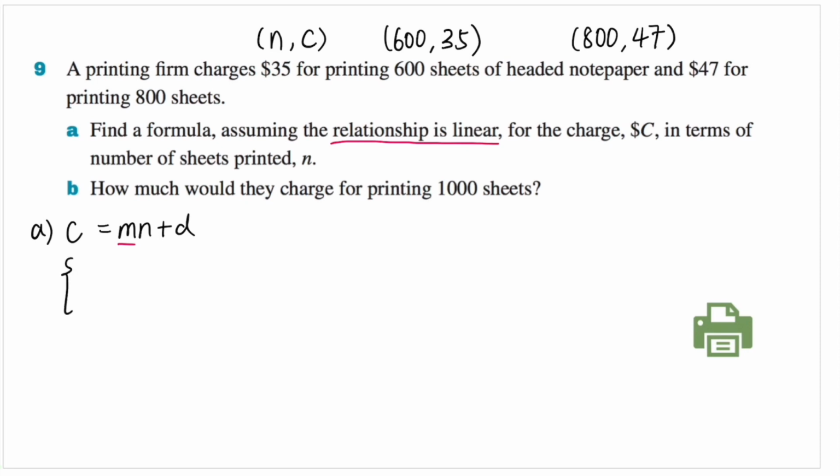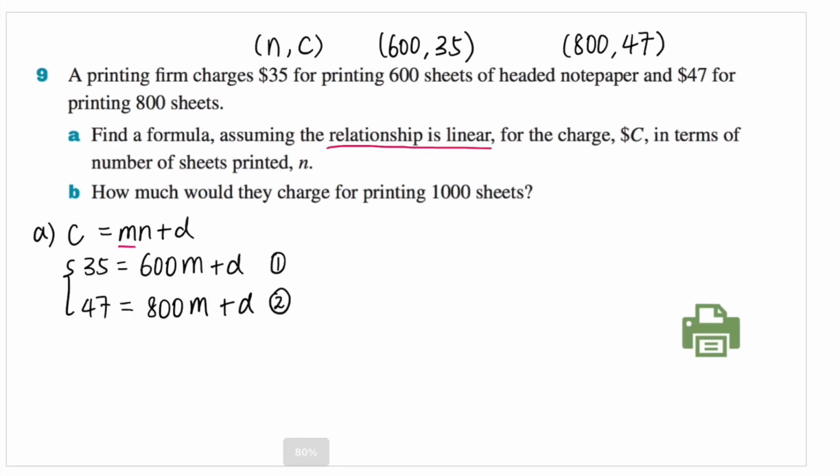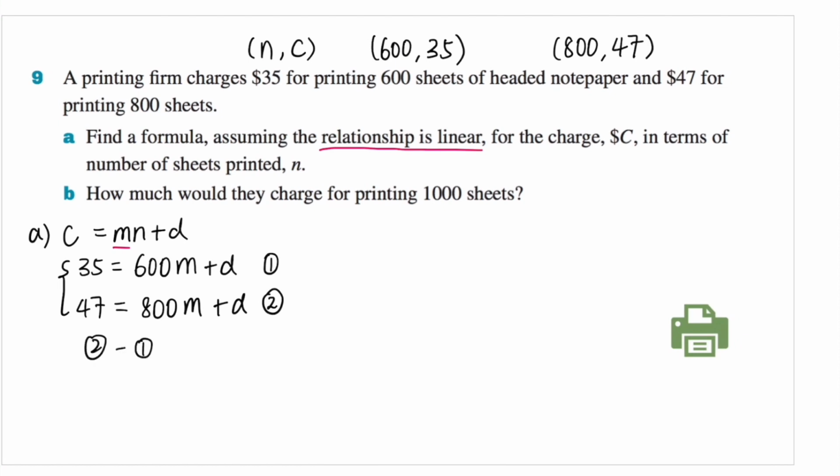Now let's set up the equation. So $35 is equal to, we don't know the gradient, we don't know M, number of sheets, N equals 600, 600 times M plus D, we don't know D yet. $47 is when we're printing 800 sheets, 800 times M plus D. Let's label the two equations and try to solve them. Since the two equations have D in common, we can use the elimination method. So take away equation 1 from equation 2, so it's 2 minus 1.